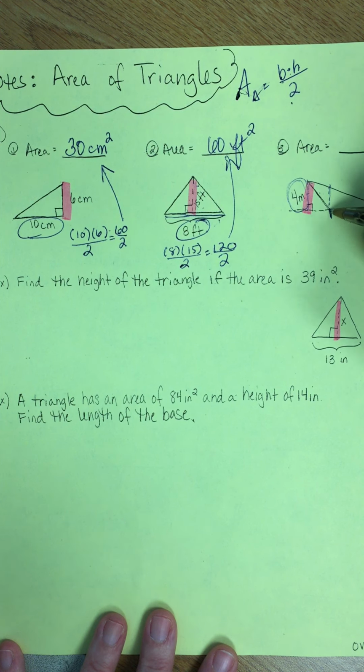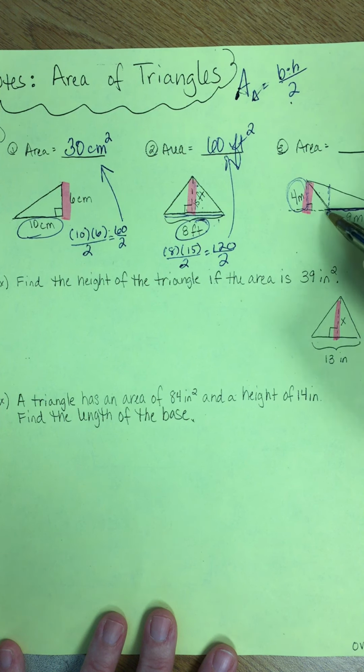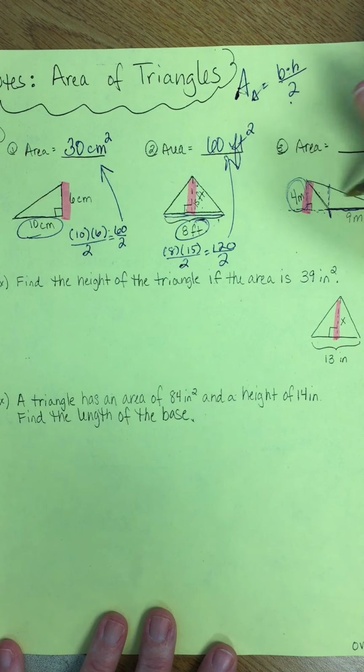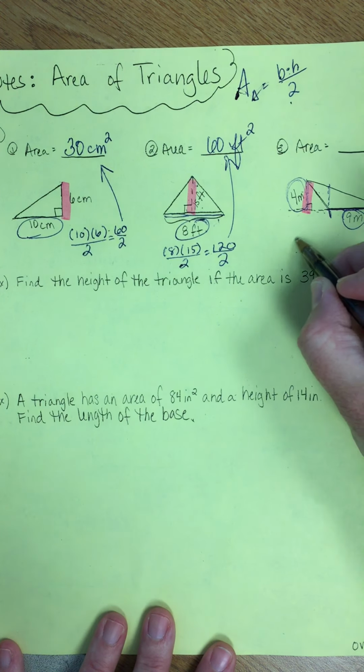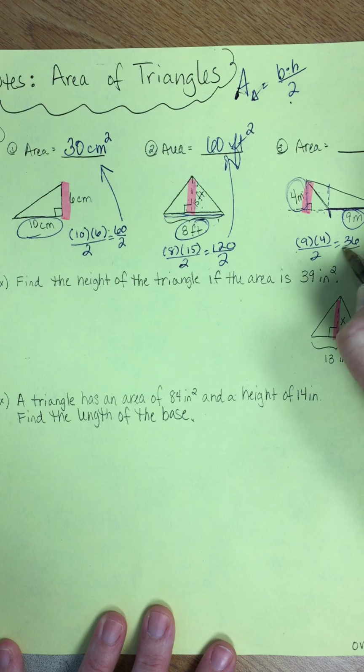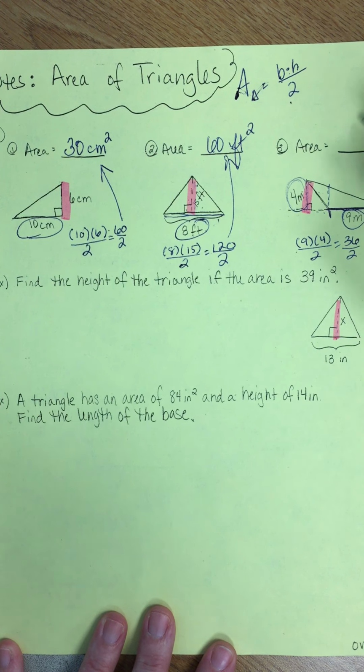And then the base would only be the side of the triangle, here to here. This dashed line means it's not connected, it's not part of it. So if you look, we have 9 times 4 divided by 2. And 9 times 4 is 36. Divided by 2, you get 18 meters squared.